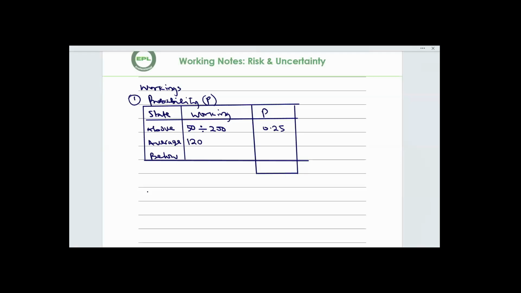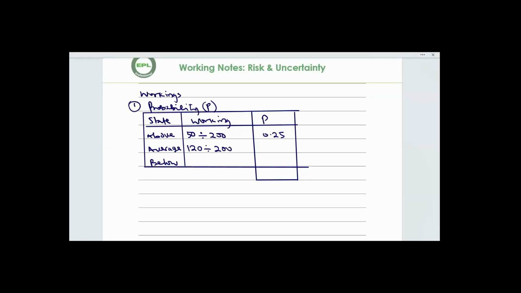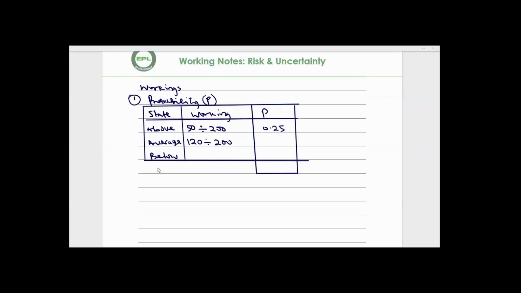120 enjoyed average demand. Therefore, 120 divided by 200, let me confirm, yes, 0.60. Then 30 enjoyed below average demand. Therefore, 30 divided by 200 will give us 0.15. When you add it up, your probability must be equal to 1. At all times, your probability must be equal to 1.